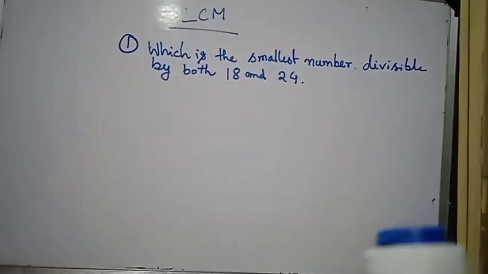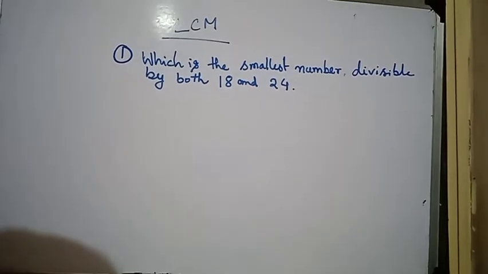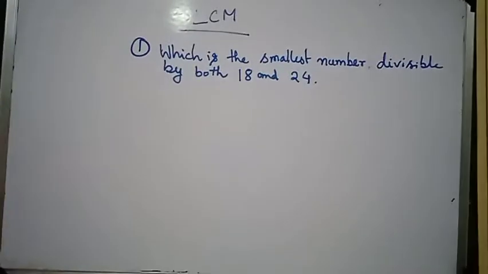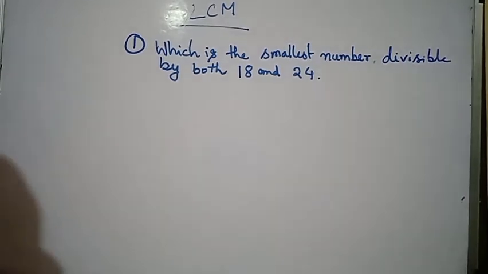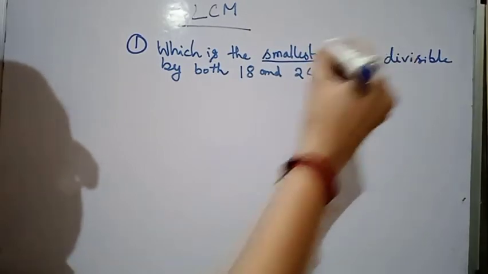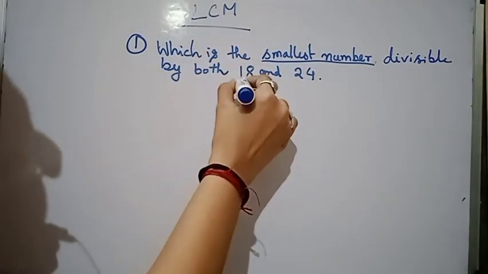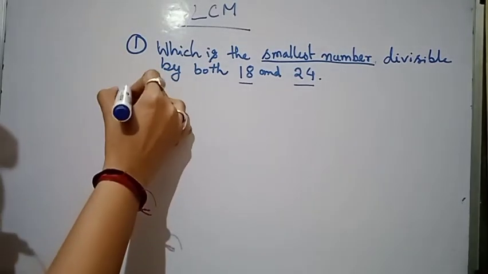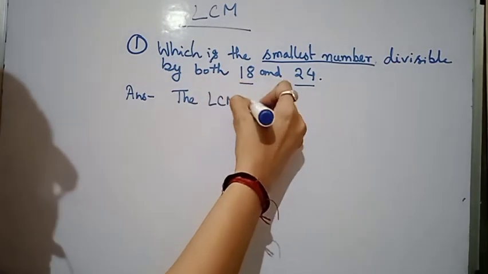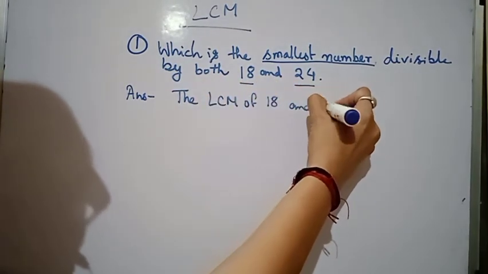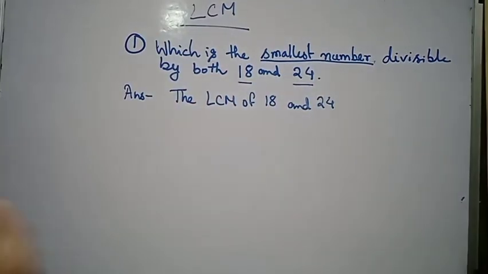In this sum, we are going to find the number which can be divisible by both 18 and 24. If you are asked to find the smallest number, then you have to find the LCM. That is, if someone asks what the smallest number will be, you have to find the LCM of 18 and 24. Here also we are going to find the LCM.